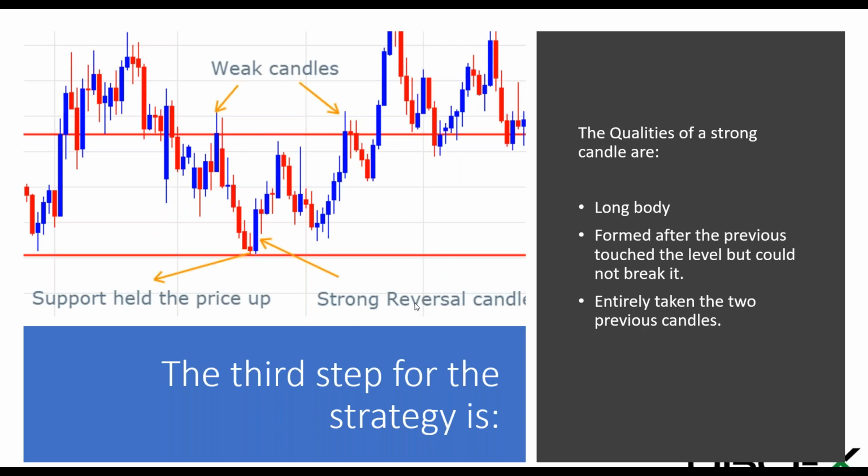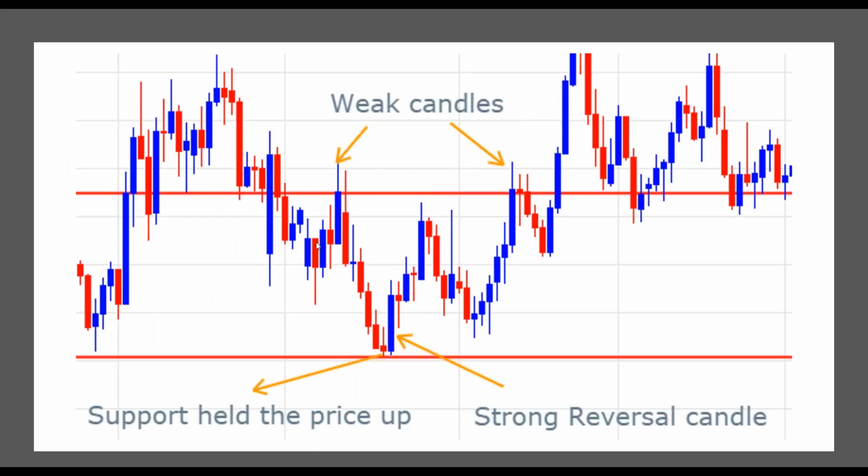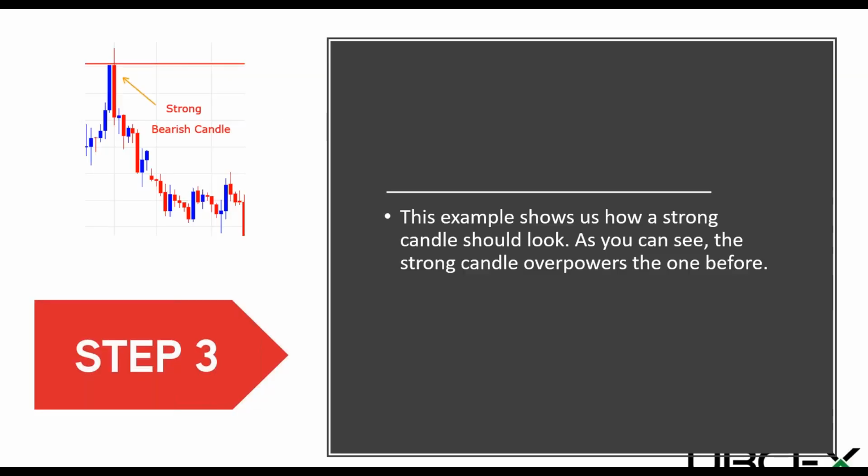So the qualities of a strong candle are a long body, formed after the previous candle touched the level but could not break it, and it has taken out the two previous candles. So the new candle was larger than the bodies of the two previous candles. This example shows us how strong a candle should look.